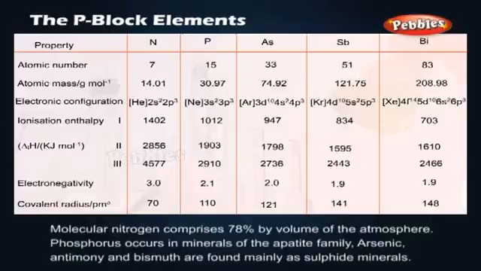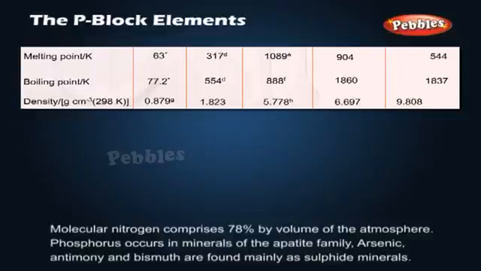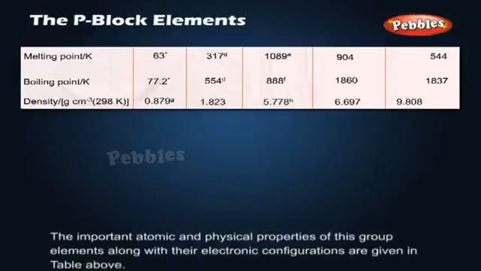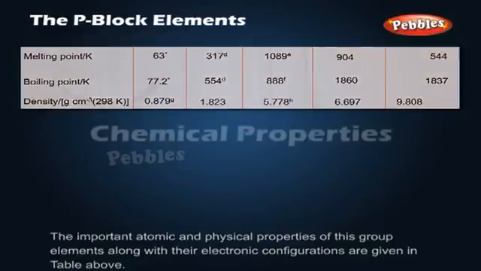Molecular nitrogen comprises 78% by volume of the atmosphere. Phosphorus occurs in minerals of the apatite family. Arsenic, antimony, and bismuth are found mainly as sulfide minerals. The important atomic and physical properties of this group of elements, along with their electronic configurations.